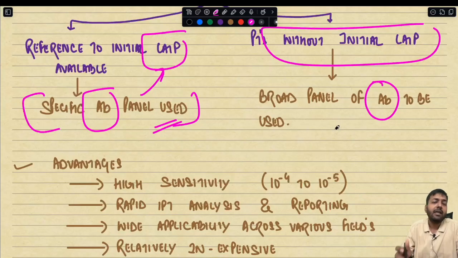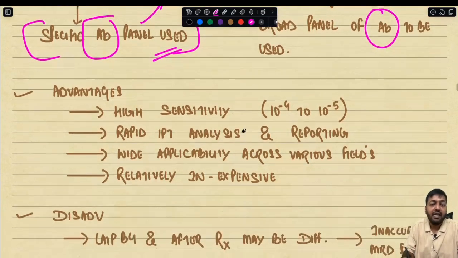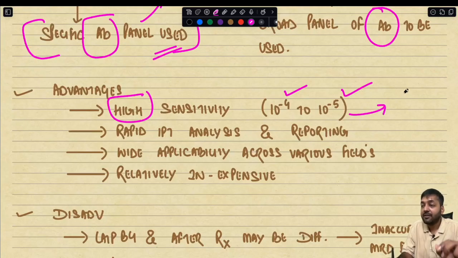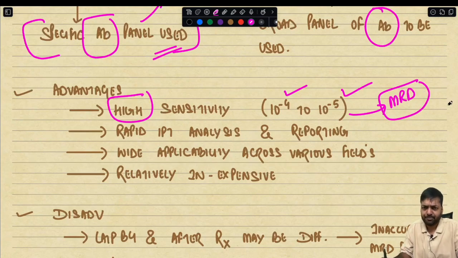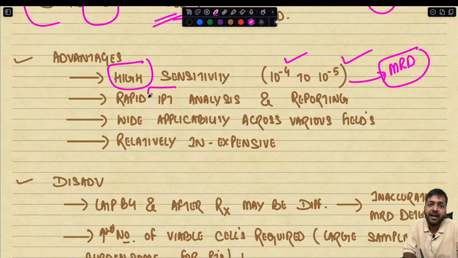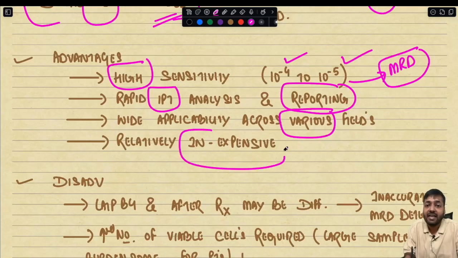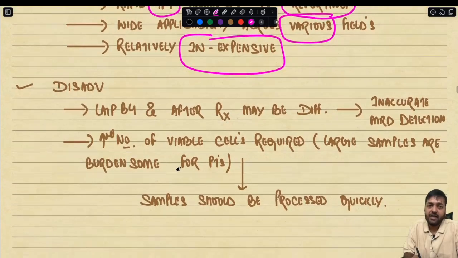So what is the advantage of this flow cytometry? It is highly sensitive, to the tune of 10 to the power of -4 to 10 to the power of -5. Such a high level of sensitivity is very much applicable to clinical detection of MRD. Practically speaking, there is rapid immunophenotype analysis and rapid reporting. So it is very fast reporting with IPT. Wide applicability is there across various fields, and it is relatively inexpensive.